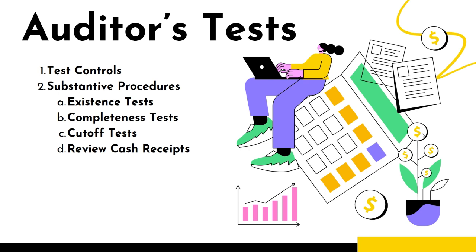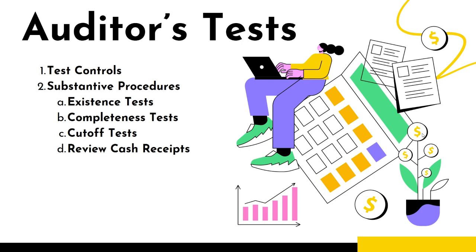In the tests of control, for example, we might sample a few sales orders, verify that the credit was checked, make sure that the sale was approved, and check those shipping documents to make sure that they were reviewed before they were invoiced. We also make sure the goods were shipped before the invoice was sent out. Those are some of the control tests that we would do.